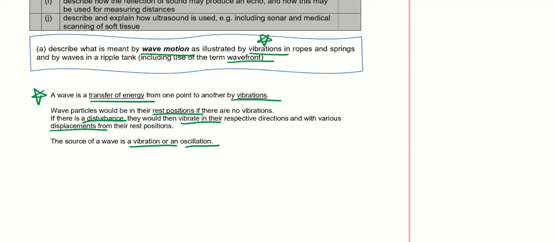Okay, so recap. The first thing is you need to know what waves are. So what are waves? They actually transfer energy from one point to another by vibration. And we also talk about the particles in the medium, so how vibration actually causes the wave to transfer this energy.